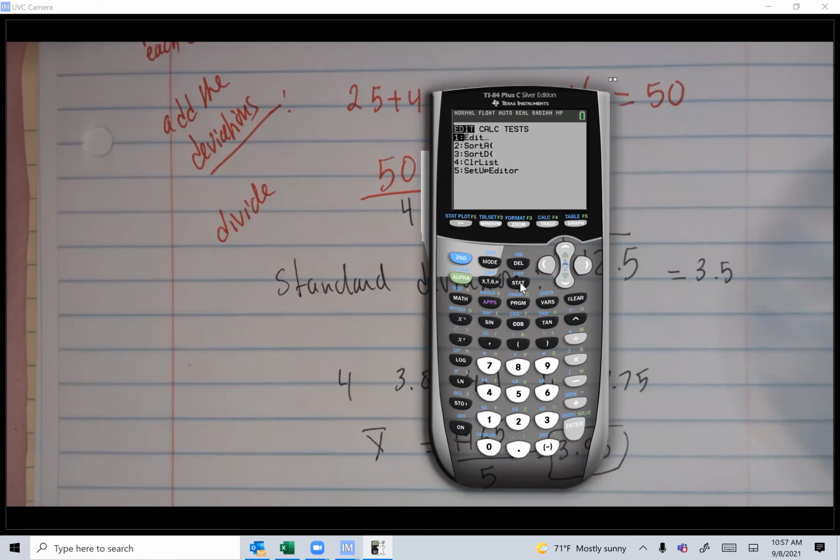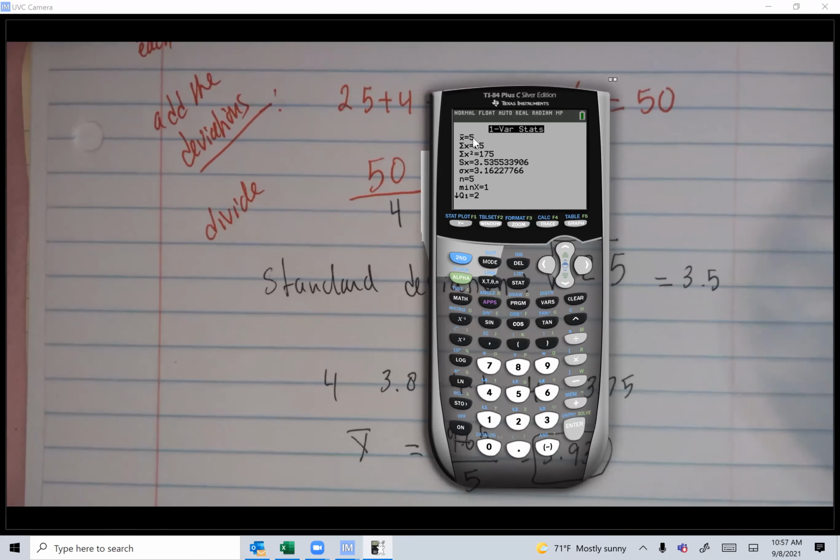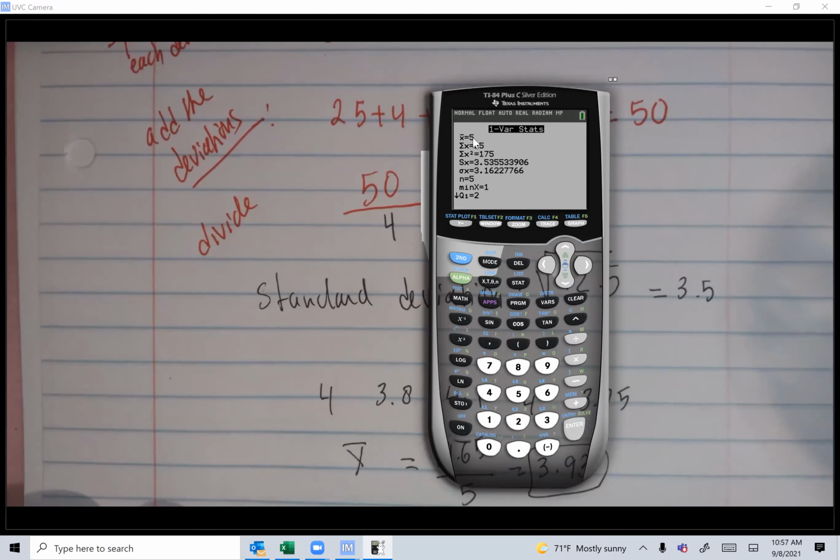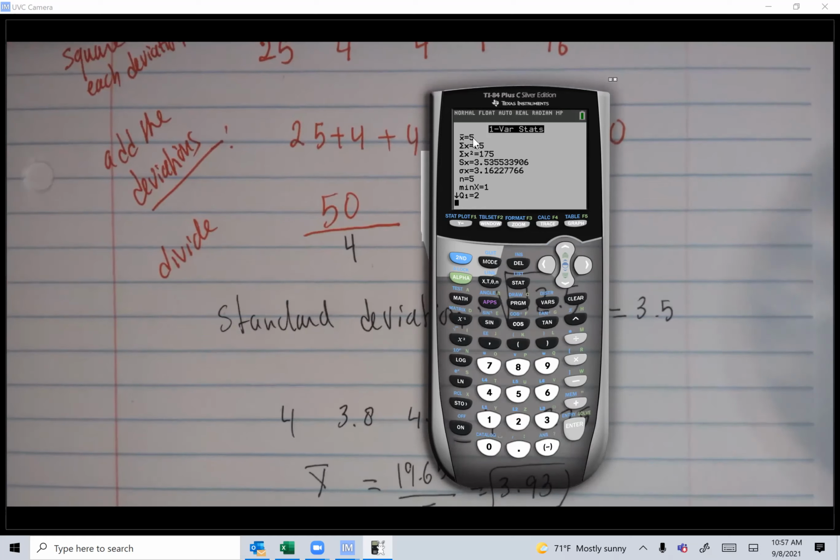Stat, calc. Same thing as we did for the mean and median, guys. Exactly the same thing I'm gonna do. Scroll down, hit calculate. The mean is 5, as you can see, guys. That was the mean. Let me show you the standard deviation. Standard deviation was 3.5, and let me show it to you right here.